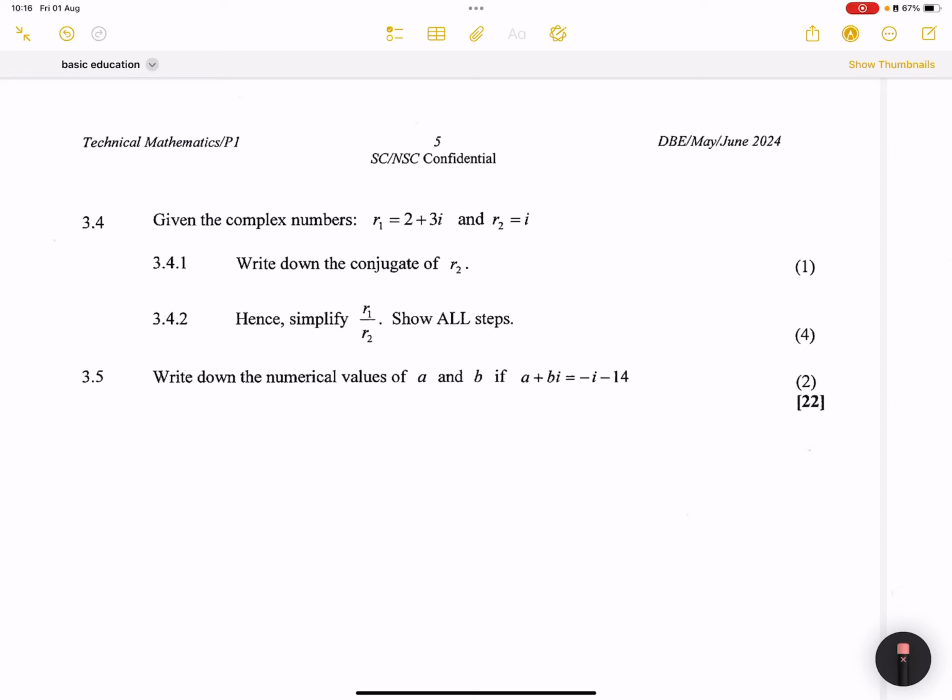All right, so we are continuing on that DBE May-June 2024 technical maths exam.